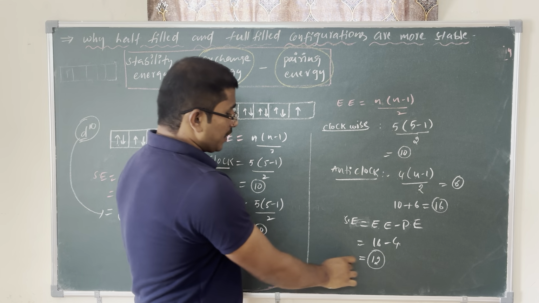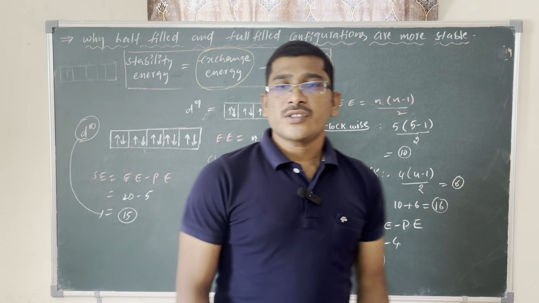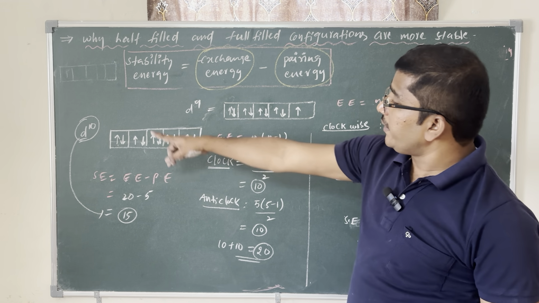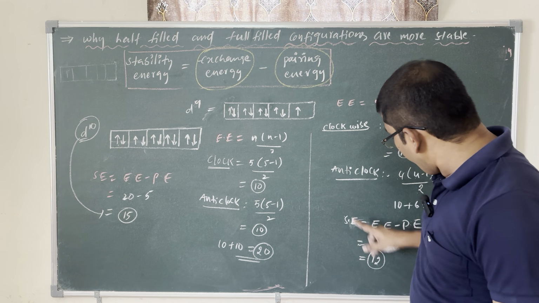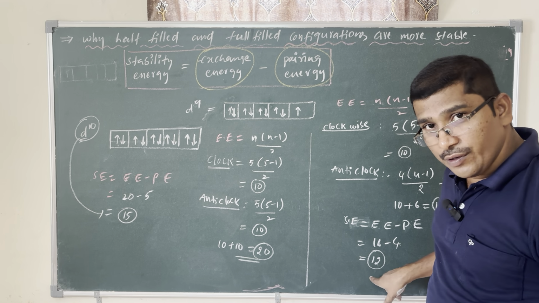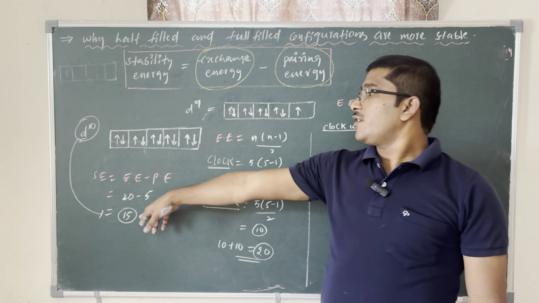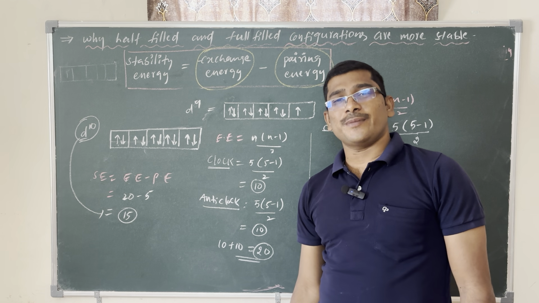With the D9 configuration, it is 12. So which one is more stable? Stability energy for D10 is 15. Stability energy for D9 is just 12 only. Which one is more stable? The D10 configuration is more stable.